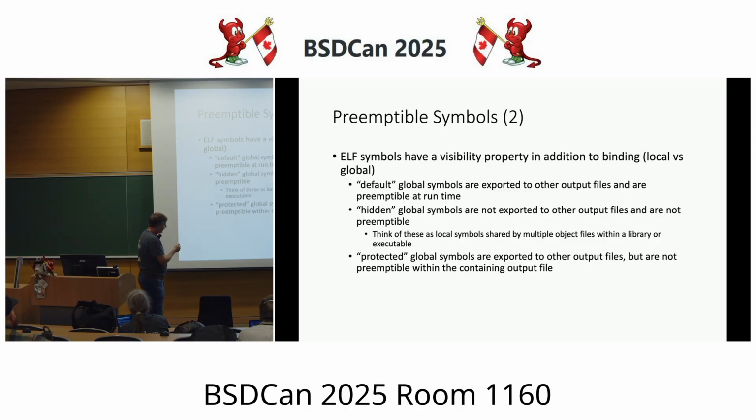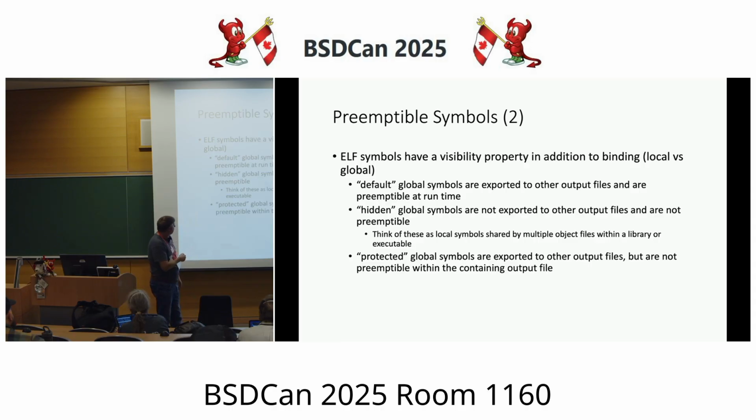By default, if you have the default visibility for a global symbol, then we allow other object files and other output files to see that symbol and take references to it. And it's also preemptible. So another output file, like another shared library, could actually define its own version that takes precedence over the version defined in your shared library.